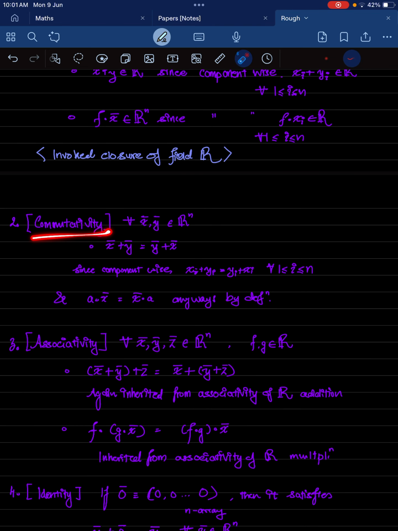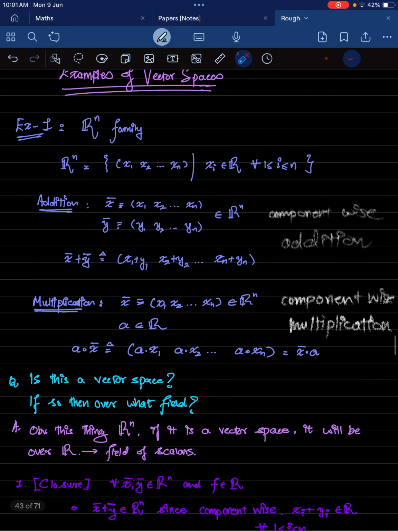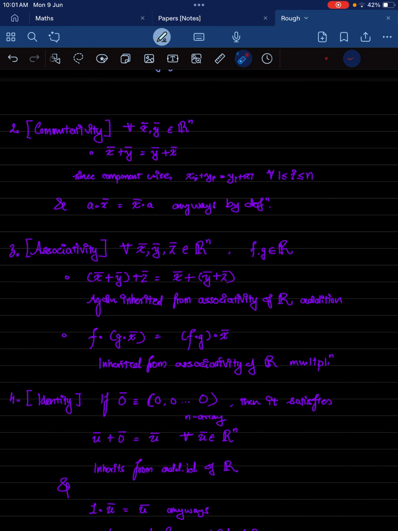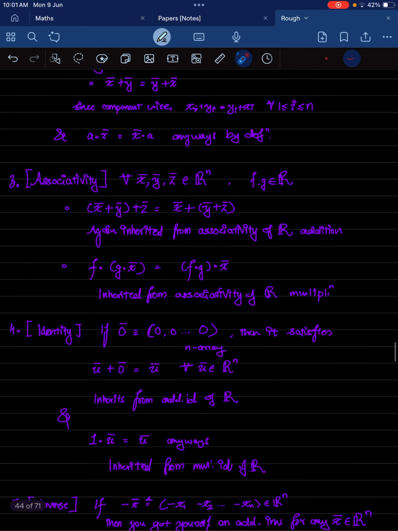Similarly, in commutativity as well, if I want to check the commutativity of addition, that's very simple. Each component here is x1 plus y1, x2 plus y2, something like that. You can swap the order of the operands in this as well. Why? Because real numbers are commutative when it comes to addition, and hence the real vectors will also be commutative due to that. They inherit from the field of real numbers. a times x and x times a are the same. I have already mentioned that by definition.